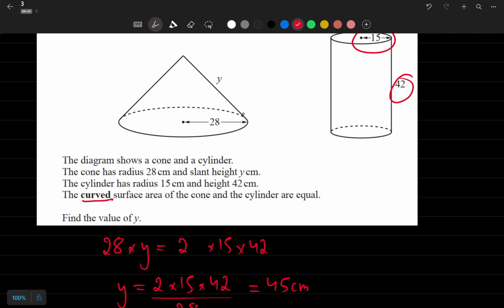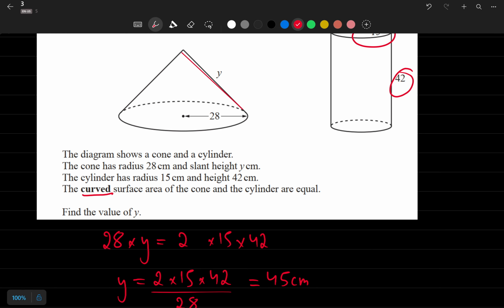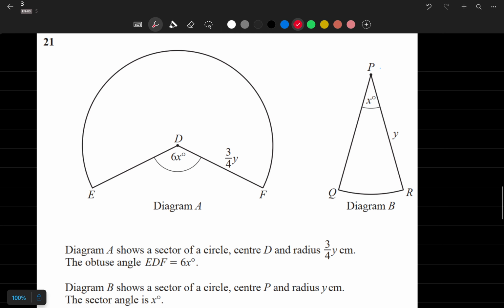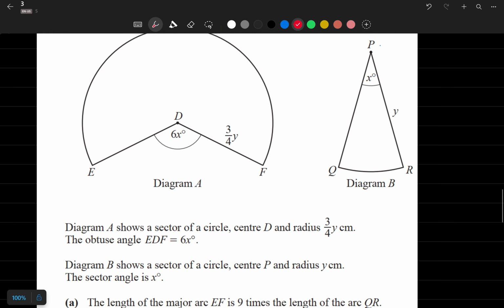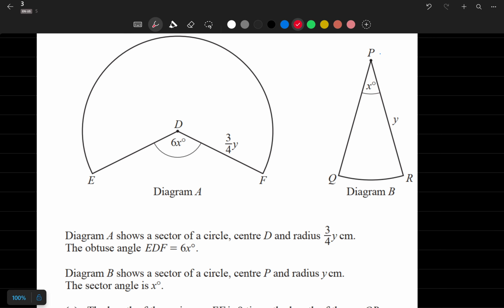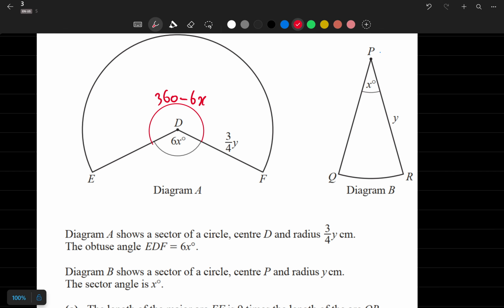So now you know that this length is equal to 45 centimeters. Moving on to the next question, which will also be the final question for this series. Let's read the question. The diagram shows a sector of a circle, center D, and the radius is 3/4 y. The obtuse angle EDF is equal to 6x, which means the total angle is always equal to 360, so this inner angle will be equal to 360 minus 6x.